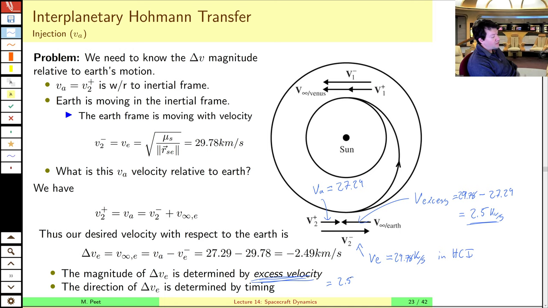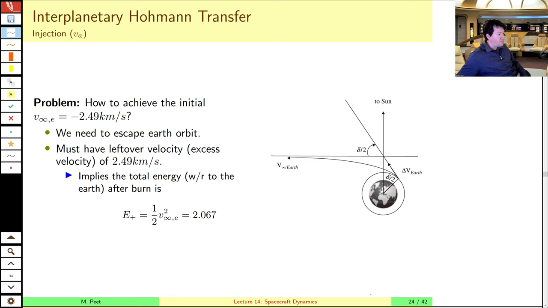Now the direction, of course, we want it to be negative, so we want it to be moving in the opposite direction of the Earth. That's going to be determined by the timing, if we depart on the light side or dark side. But forget the timing for now. Let's just figure out how much burn we need to get that excess velocity of 2.5 kilometers per second.